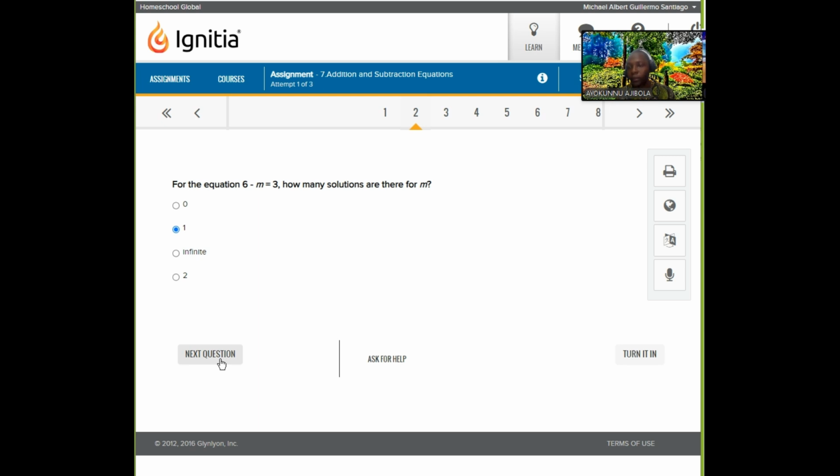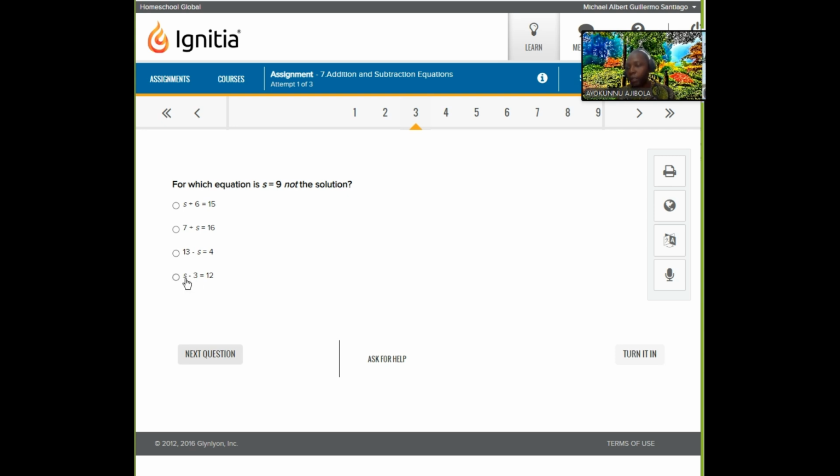Is that clear? Yes. Then the next one, for which equation is s equal 9 not a solution? If s equal 9 in the first one, 9 plus 6 is 15. Then 7 plus 9 is what? 16. Then 13 minus 9 is 4, right?